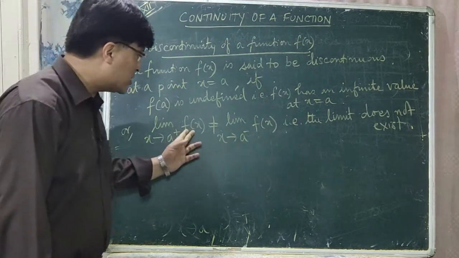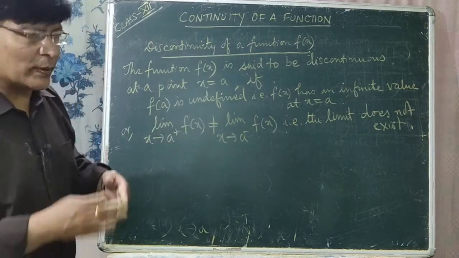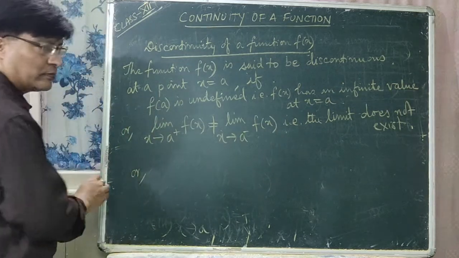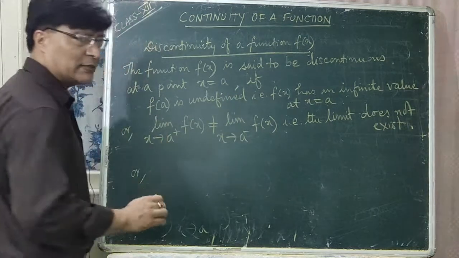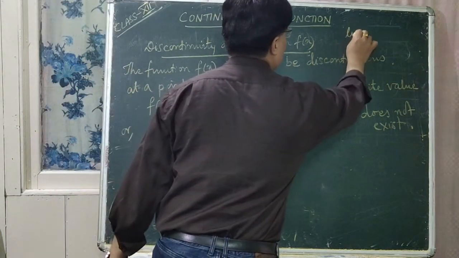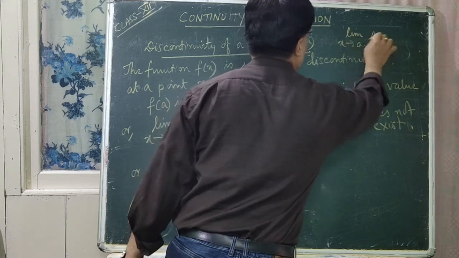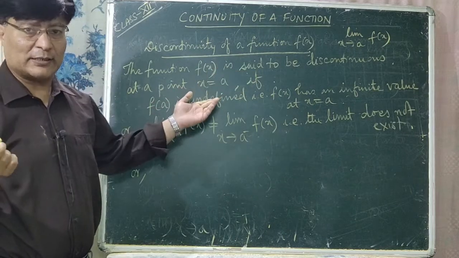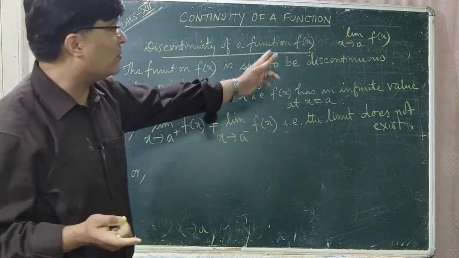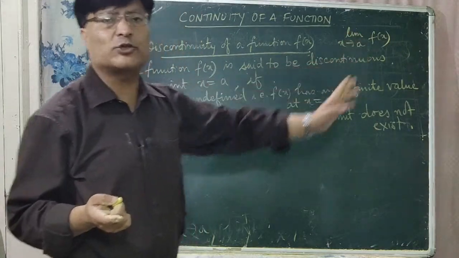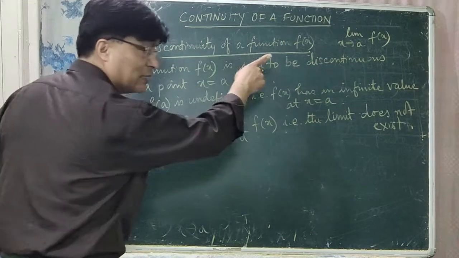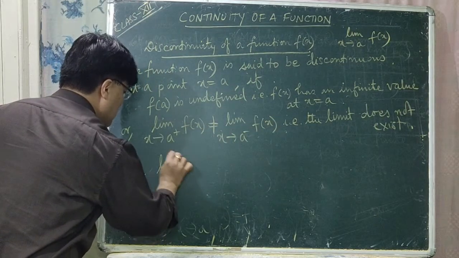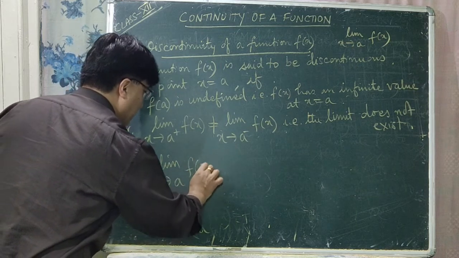Sometimes different values come out, sometimes it is defined, and the two can also be equal. But if this right hand limit is equal to left hand limit, I told you that you can write down the value of this limit, that is limit x tends to a f of x. But this should not be equal to f of a.